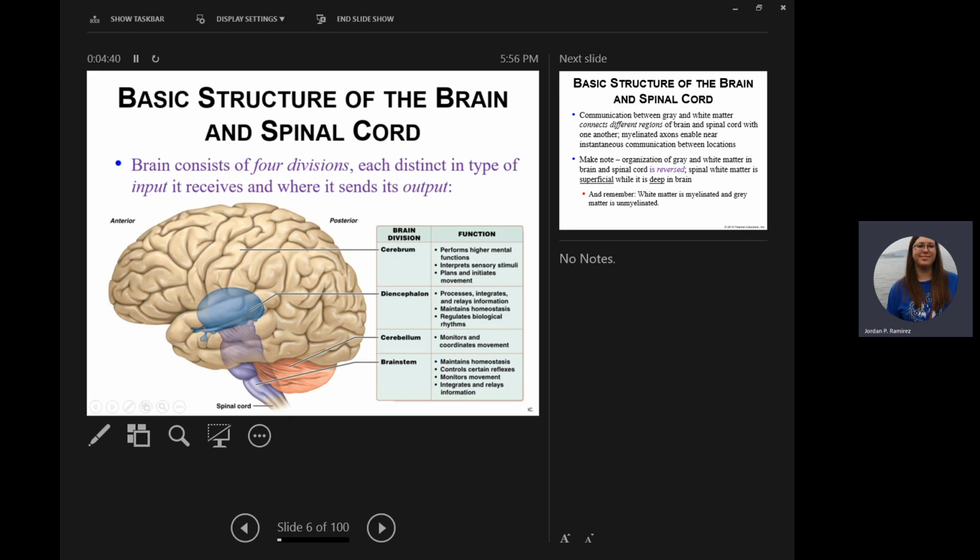The most important portions out of all of these, kind of like the summary, I'm going to point out real quick. So the cerebrum is going to perform higher mental functions. Kind of the one you think about.